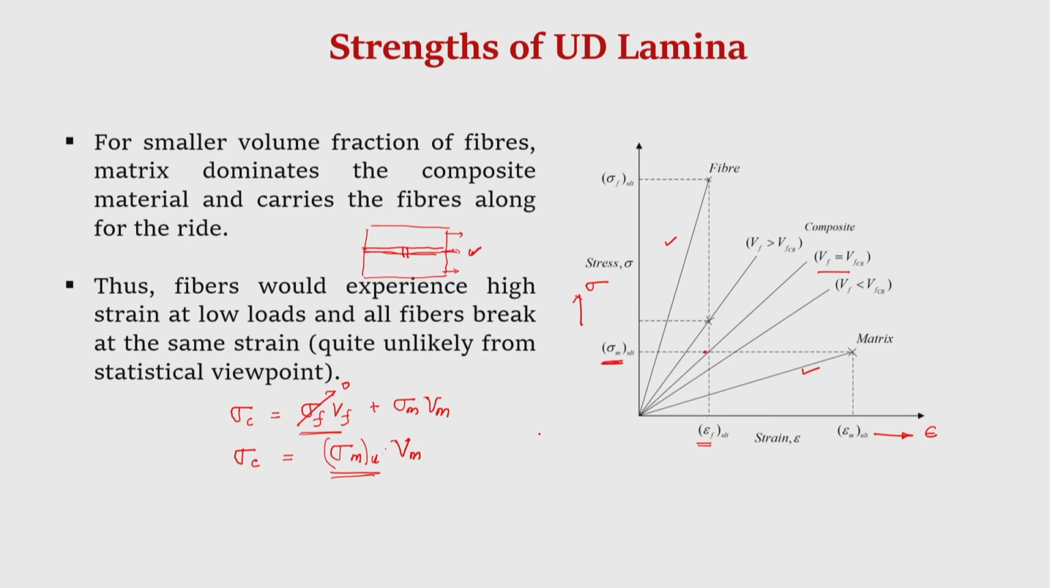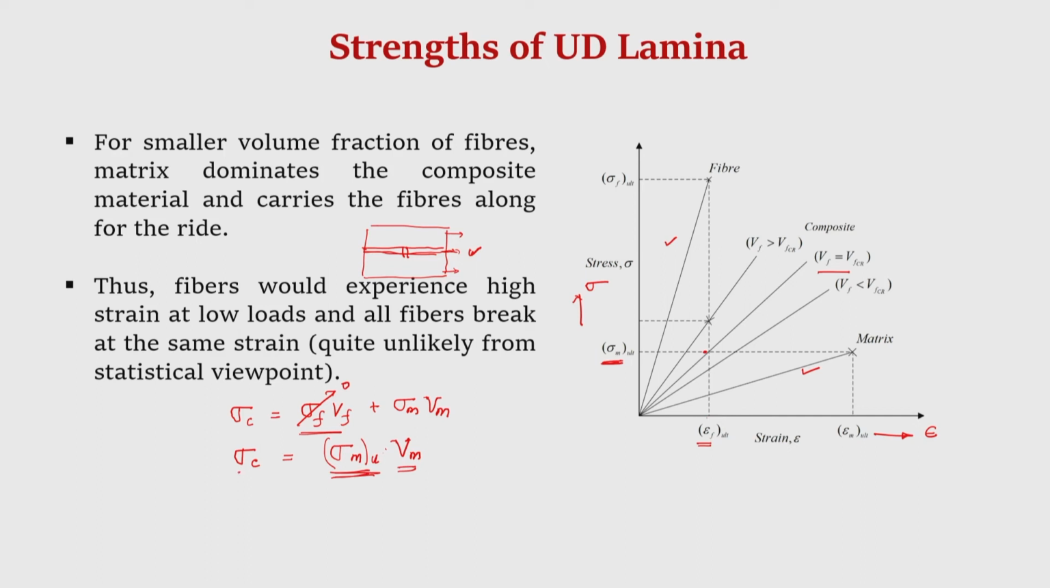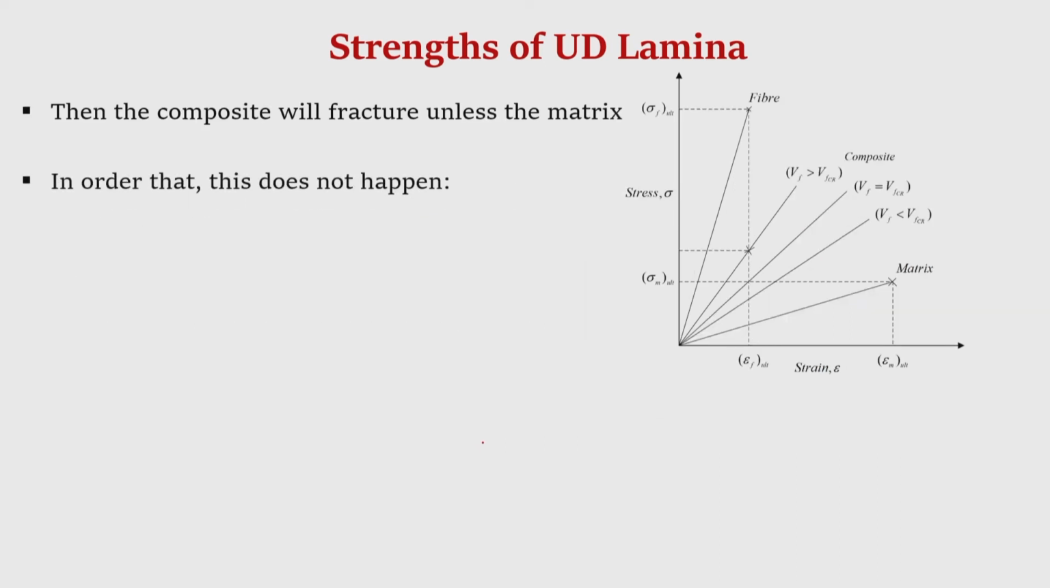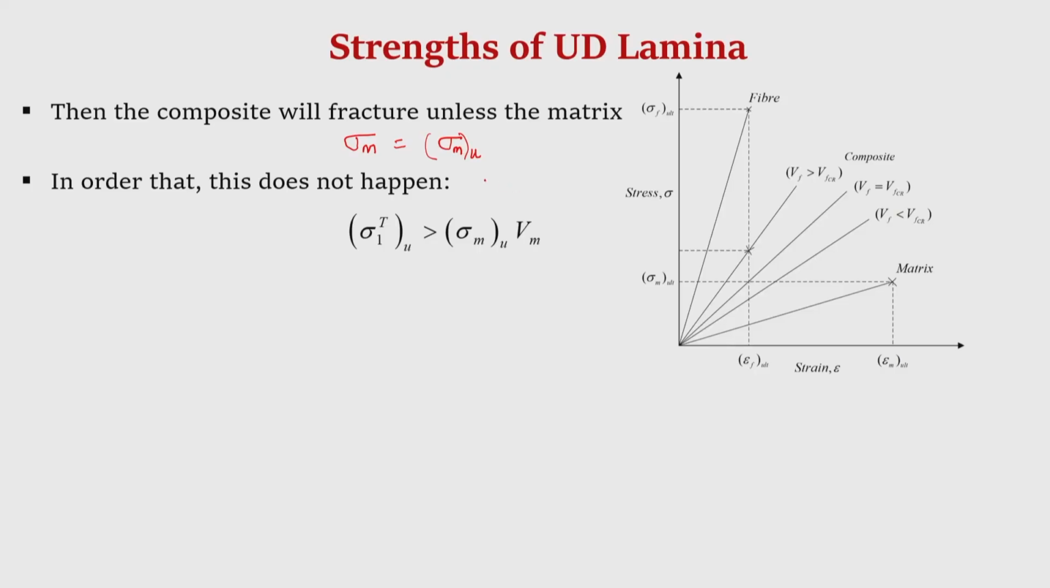For example, suppose the fiber volume fraction is, say, 1%. That means V m is 0.99, times the matrix tensile strength, is equal to the stress in the composite. If the matrix alone is taking the load, this is the maximum stress the composite could withstand. Okay. Therefore, even after the fiber breaks, the composite will fracture only when the matrix stress sigma m reaches the ultimate strength of the matrix. And at this point, what is the stress in the composite? Because sigma f is equal to 0, it is sigma m u V m.